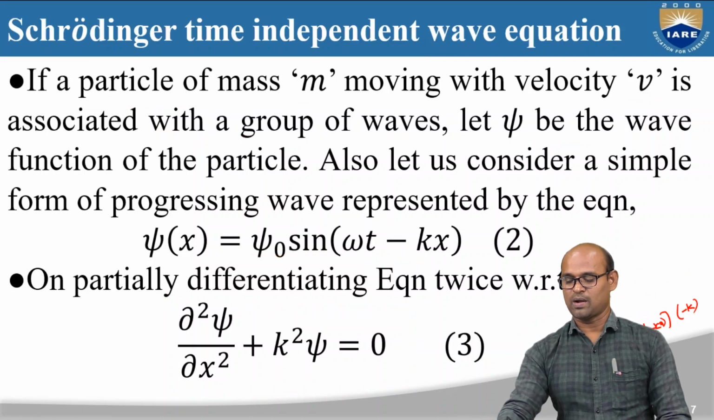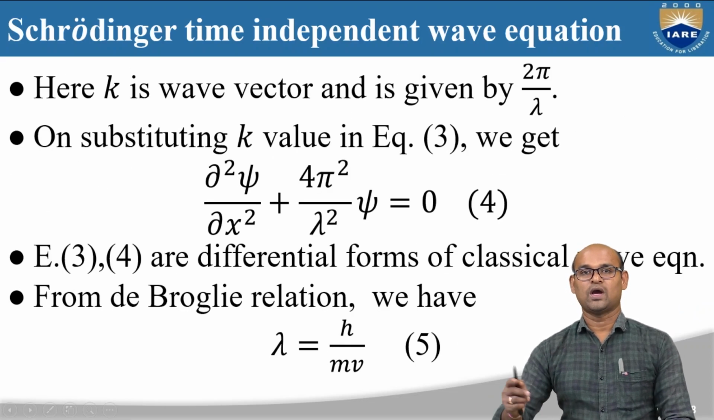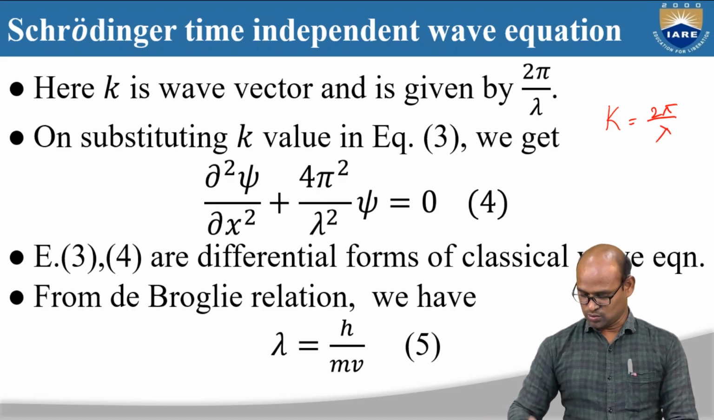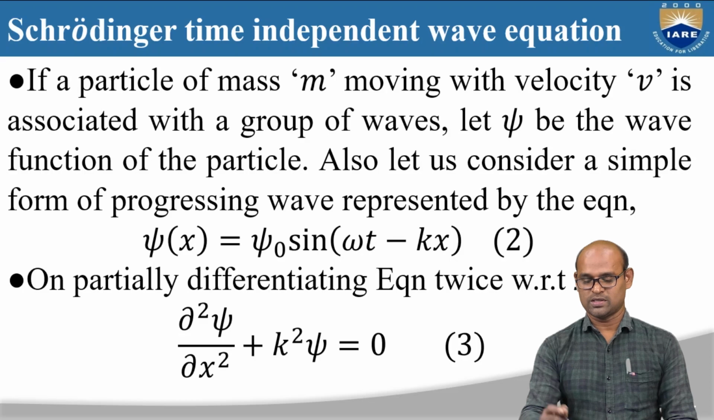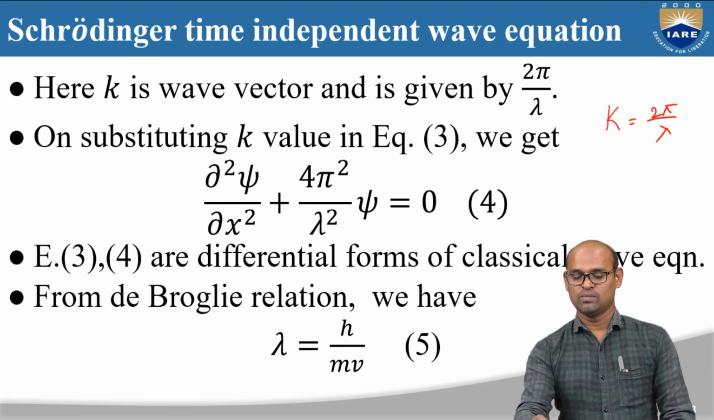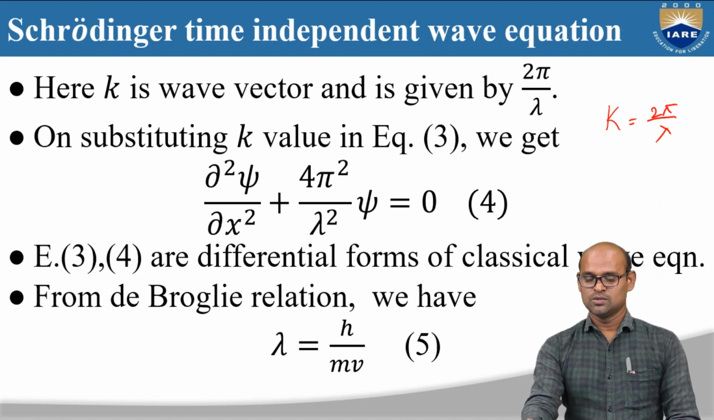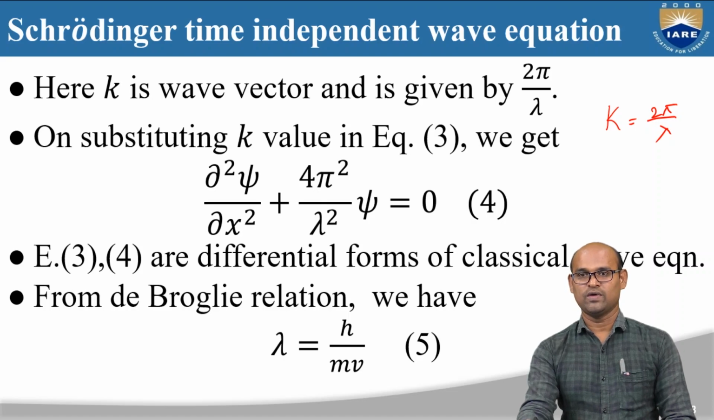Now we know what this propagation vector k is, so we are going to substitute it in this equation. The wave vector k is given by 2 pi by lambda. So in the equation dou square psi by dou x square plus k square psi is equal to 0, in place of k square we substitute 2 pi by lambda. So k square is 4 pi square by lambda square, and we have dou square psi by dou x square plus 4 pi square by lambda square times psi is equal to 0. These are the two differential forms of the classical wave equation.